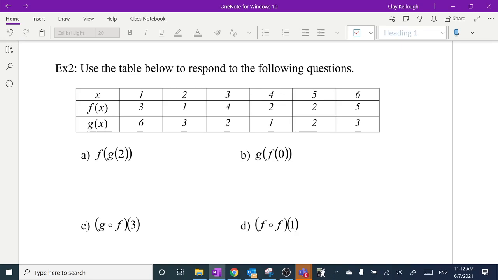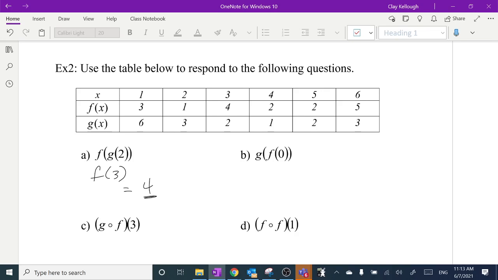So what is f of g of 2? So first, let's find g of 2. When you plug 2 into the g function, out comes a 3. So I'm actually looking for what f of 3 is. What is f of 3? 3 goes into the function f of x, and it spits out a 4. Okay?